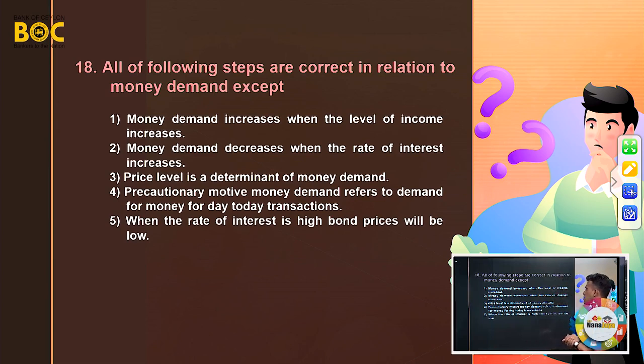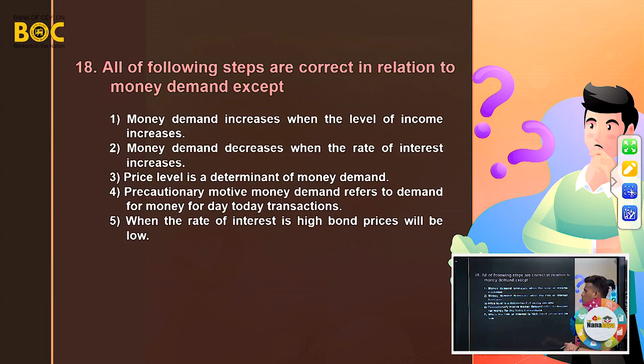Second one, money demand decreases when the rate of interest increases. That is also true. We learned that the speculative motive money demand has a negative relationship with the rate of interest. Third, price level is a determinant of money demand. The two major determinants of money demand are the level of income, or the real income, and the rate of interest. In addition, the price level, institutional factors, and innovations in the financial system are also determinants of money demand. So the third is also correct.